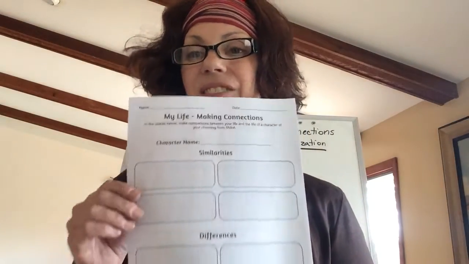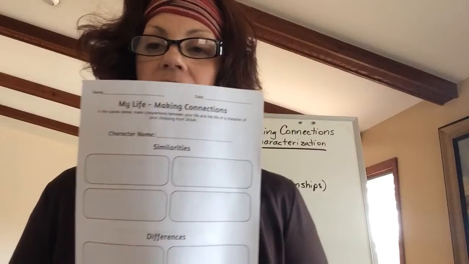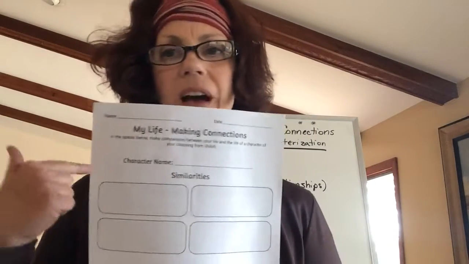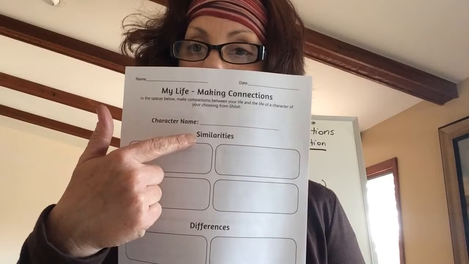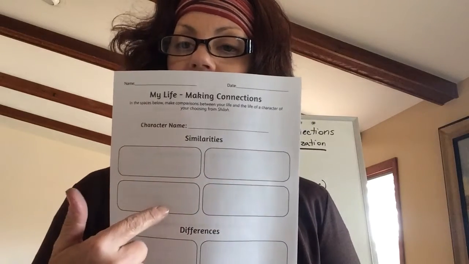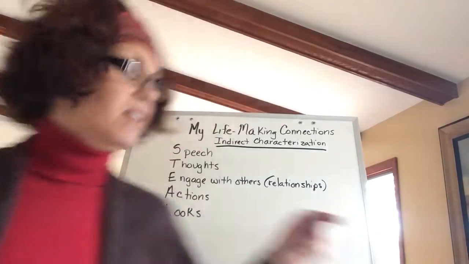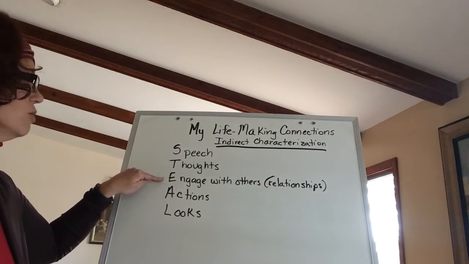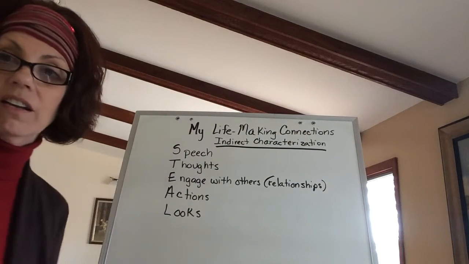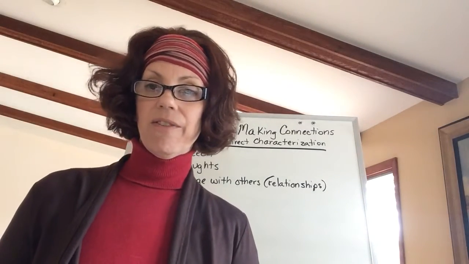Now, you're going to then compare a character to yourself. Think about a character in the book, and I want you to think to yourself, how am I like that character? So you're going to put similarities in these boxes. Then I want you to think about, how am I different from that character? From what I have read in the book, how would I say how I act, how I look, how I engage with others, how I think and how I talk? How am I different from that person?